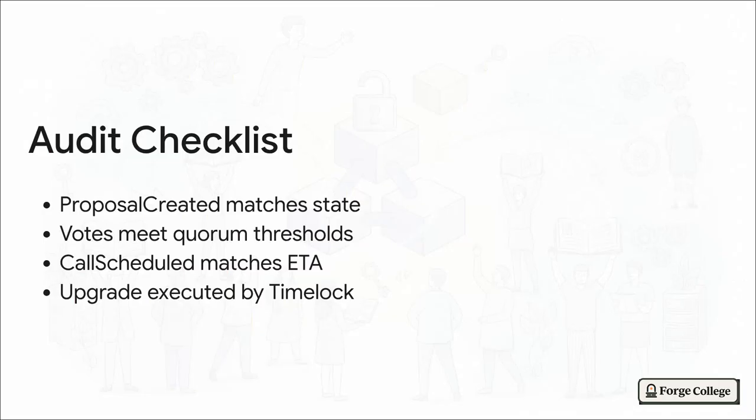To be absolutely certain, we run through this final audit checklist. Did the proposal-created event fire correctly? Did the votes actually meet the math required for quorum? Does the call-scheduled event match the timelock's ETA? And most importantly, was the execution transaction signed exclusively by the timelock contract? Checking these off confirms the structural integrity of our proxy held up perfectly under the pressure of governance.